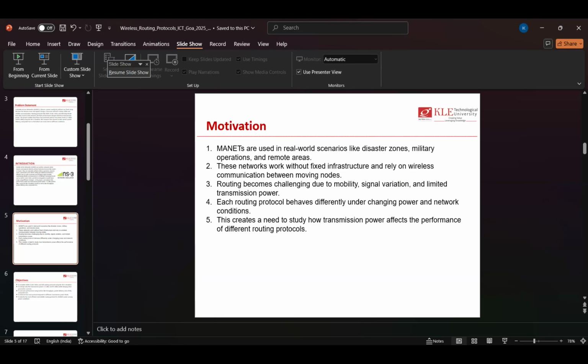The core motivation behind this is that MANETs are very important in real-world applications, but maintaining reliable communication is very difficult due to the dynamic conditions. Every protocol behaves differently when power, mobility, and topology change. So we were motivated to identify which routing protocol adapts best to each condition. Also, understanding the effect of transmission power levels can help improve real-world deployments. This comparison is valuable for researchers and engineers working on MANETs.